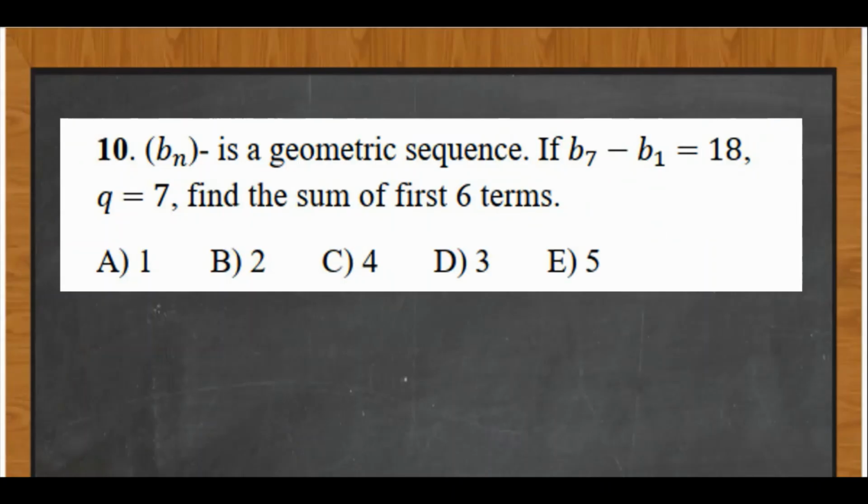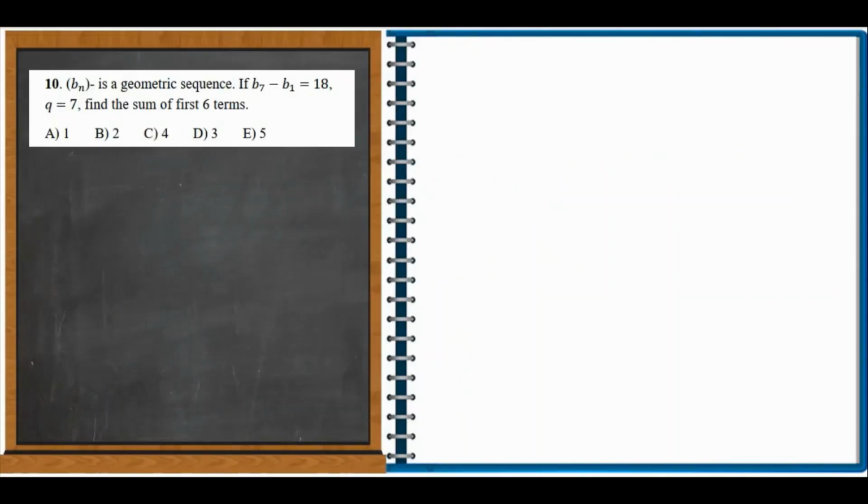Take a close look at question number 10. This is about a geometric sequence. We have the difference between B7 and B1, and we have common ratio which is 7. We must find the sum of the first 6 terms. Well, to solve this question, of course we need to know some formulas of geometric sequence. So first of all, it's the Bn formula, the nth term formula. Bn equals B1 multiplied by q to the power of n minus 1.